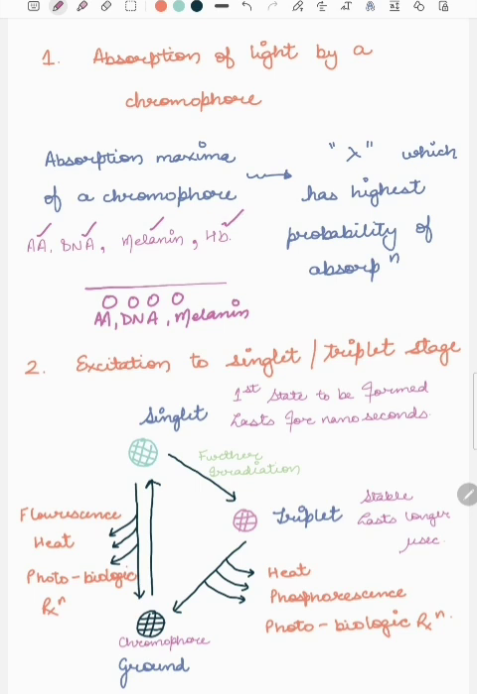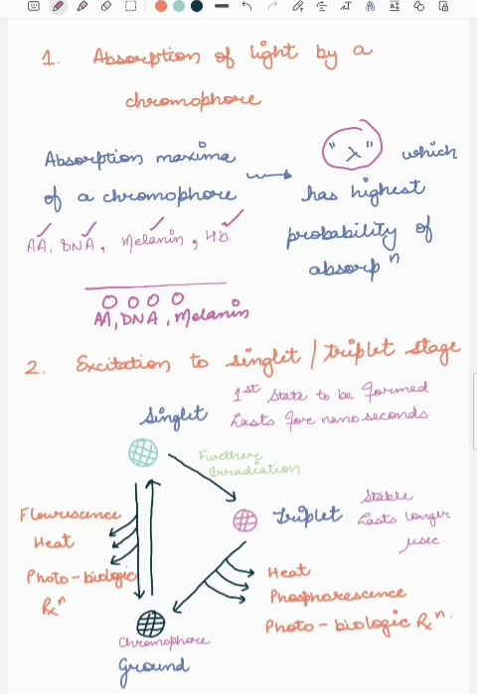Now, what is the absorption maxima of a chromophore? It is that particular wavelength which has the highest probability of absorption. It will be different for different molecules. We are not much concerned about the absorption maxima. The only thing we need to learn here is that once the radiation is absorbed into the skin, the chromophores will be taking that radiation.